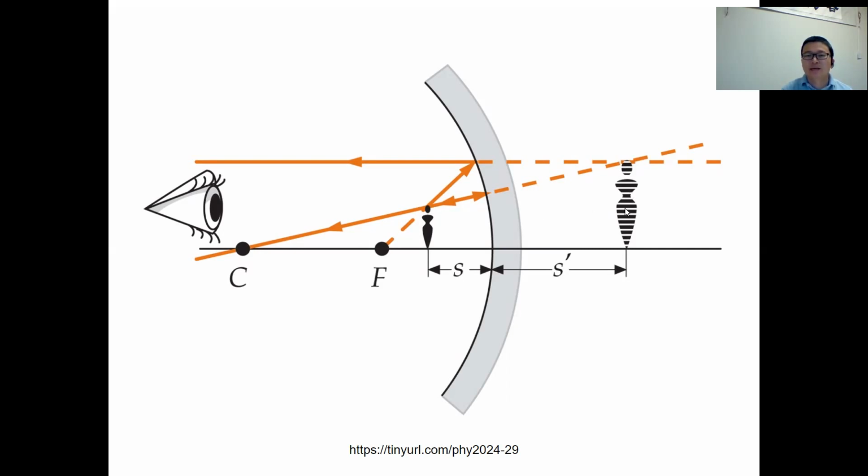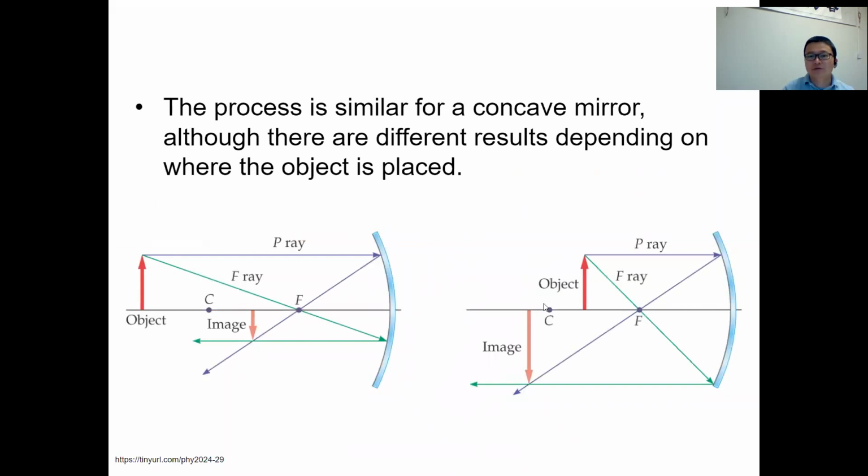It's actually upright compared to the object. So this is a virtual image, upright. At this point you can see that a virtual image is upright. This is the same for the convex mirror: the virtual image is upright, right? But you will have a real image when the image is upside down.